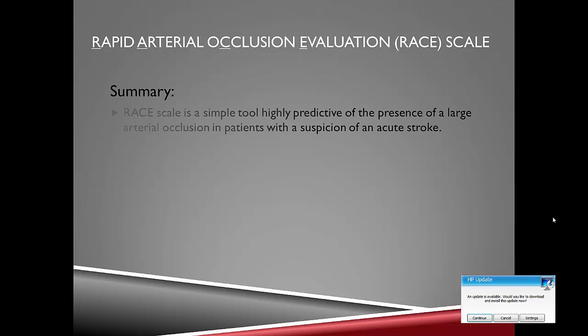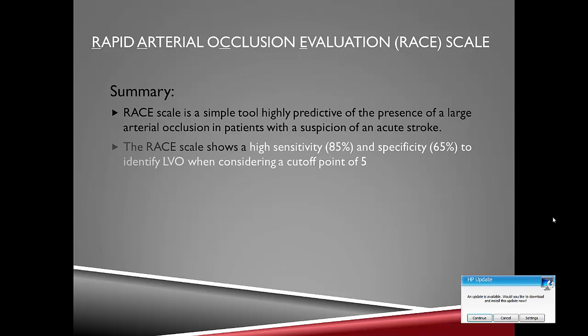All right, so in summary, the RACE scale is a very simple tool that has a high predictive value for the presence of a large arterial occlusion in patients suspicious for an acute stroke. And again, like I said before, it has a very high sensitivity and good specificity to identify large vessel occlusions.